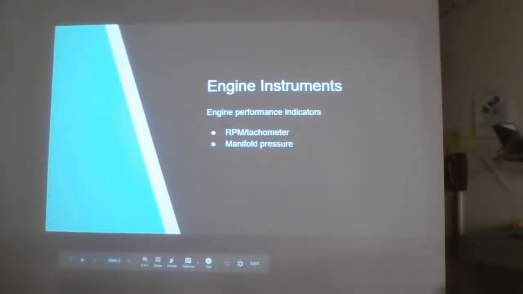And then we also have engine instruments that are considered engine performance indicators, that being our RPM indicator, tachometer, and our manifold pressure indicator. We talked about manifold pressure in the last lecture, so we have covered that in detail. RPM and tachometer we are going to cover in another lecture at a later time as well. So today we're going to go over more of the performance-based indicators and the condition-based indicators, and then in the lecture on Thursday, we will continue going over engine performance-based indicators and others.